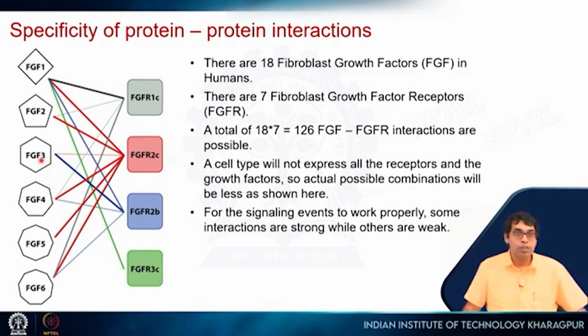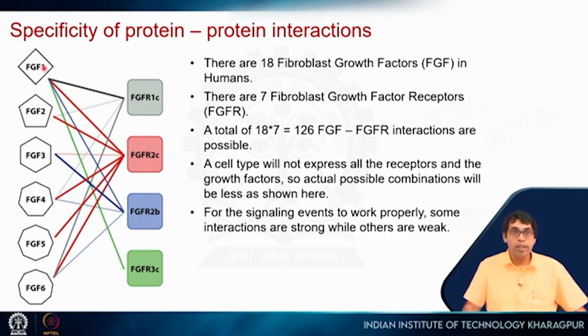For example, if I pick up FGF3, the solid lines mean that there is a strong interaction. FGF3 does not have much interaction with 1C, there is a weak interaction with 2C, FGF3 has a very strong interaction with 2B, and FGF3 has no interaction with 3C. Which means that FGF3 is specific to FGFR2B. So this is a specific interaction.